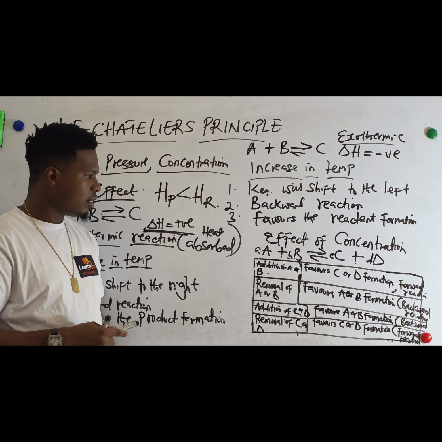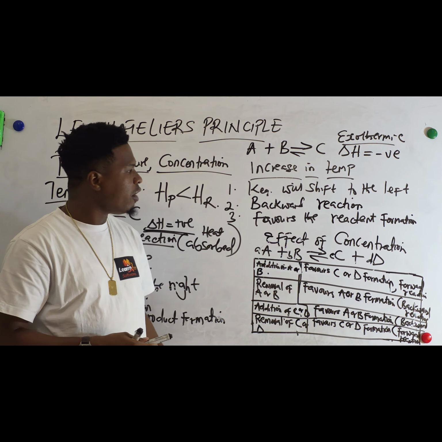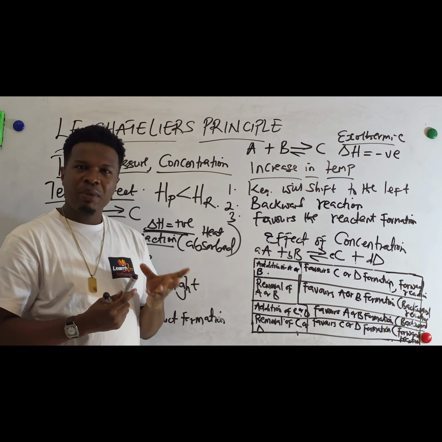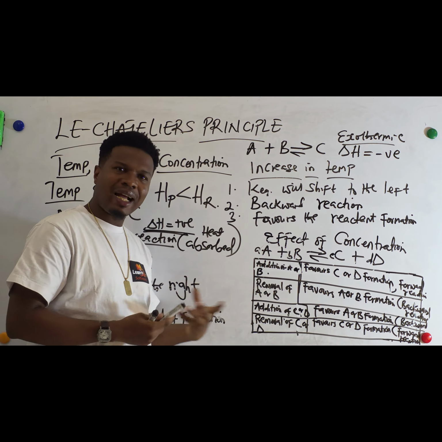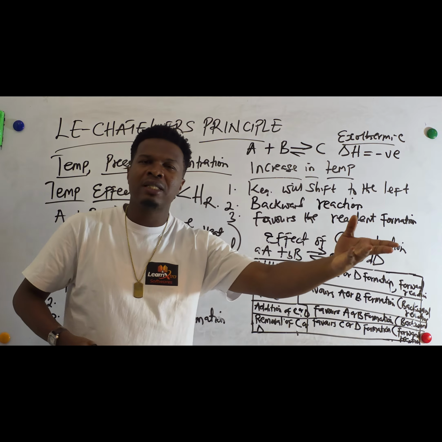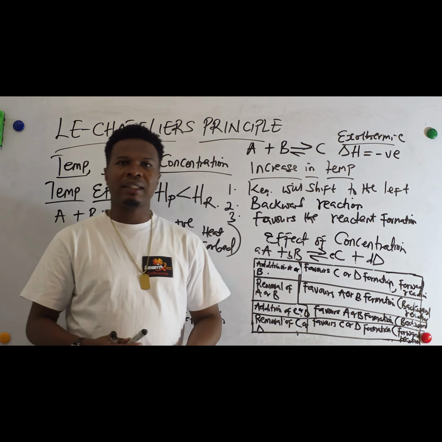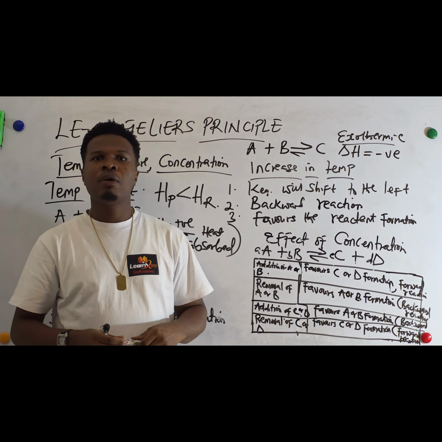The reactant. Okay? While removal of C or D, this or this, will favor the product side. So understand the concept behind this effect. Okay? So the more you add the reactant, the more you form the opposite side. The more you remove the reactant, the more you form the reactant. Okay? So this is the effect of concentration towards equilibrium constant.